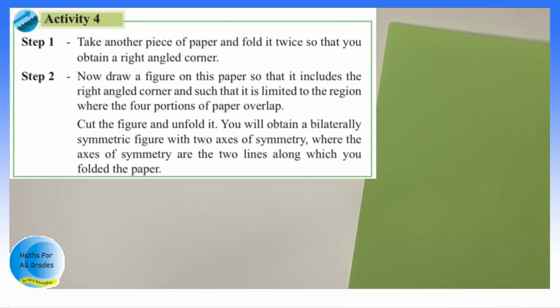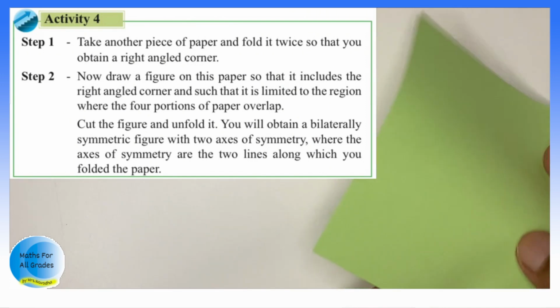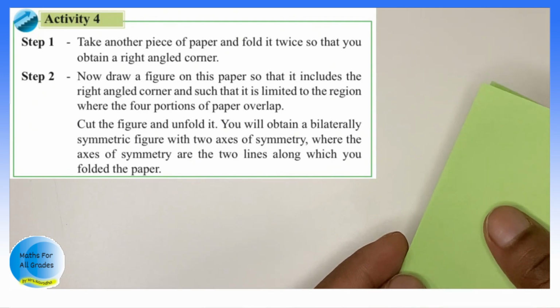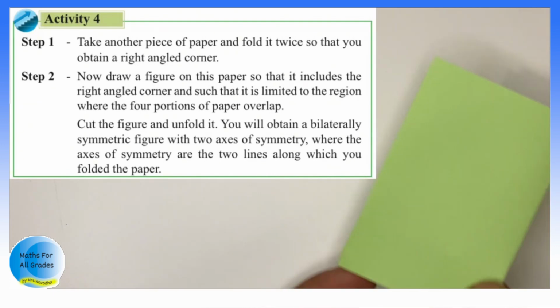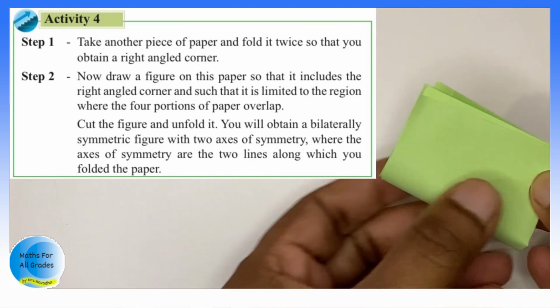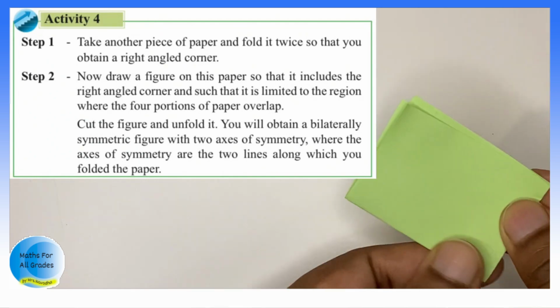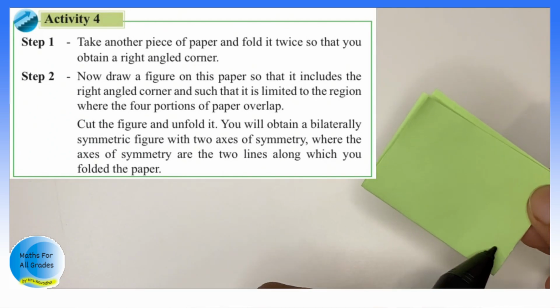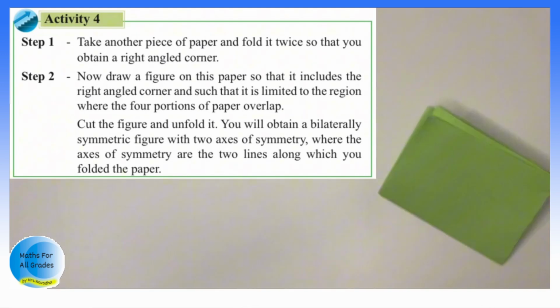Activity 4. Take another piece of paper and fold it twice so that you obtain a right angled corner. Here I have a piece of paper and I am folding it in half. And now I'll fold it in half again. So I've obtained a right angle corner here. Step 2. Now draw a figure on this paper so that it includes the right angle corner and such that it is limited to the region where the four portions of paper overlap. Then you have to cut the figure and unfold it.